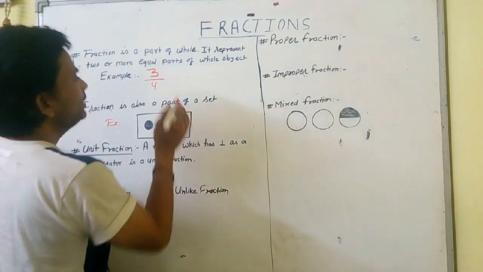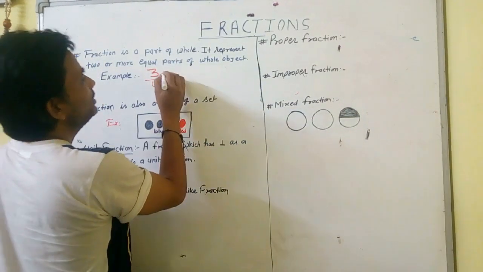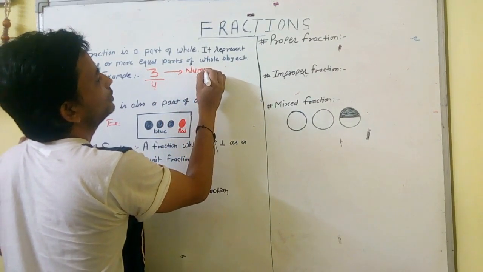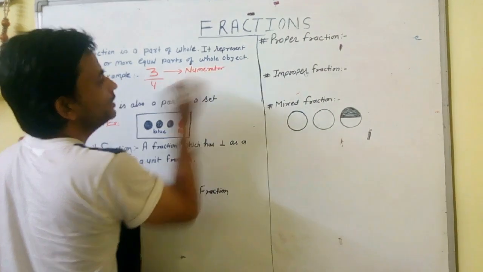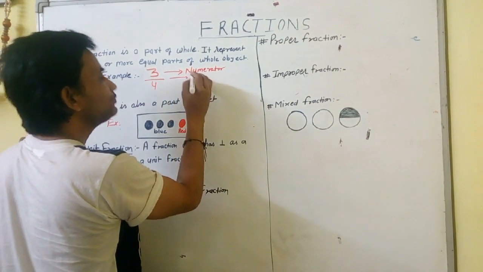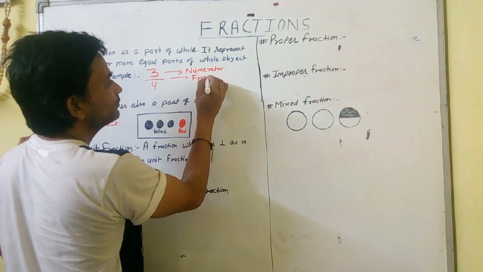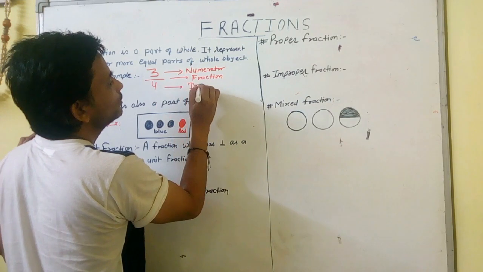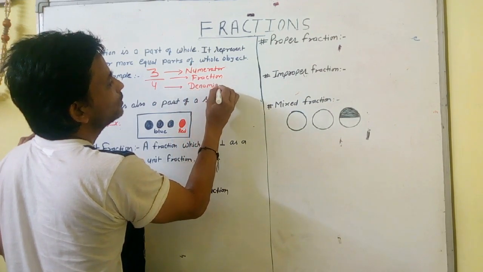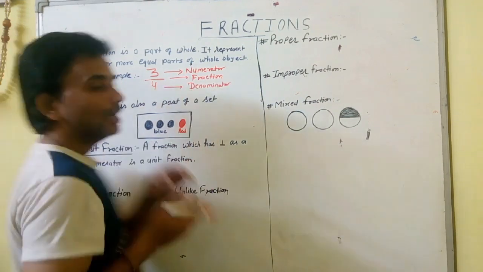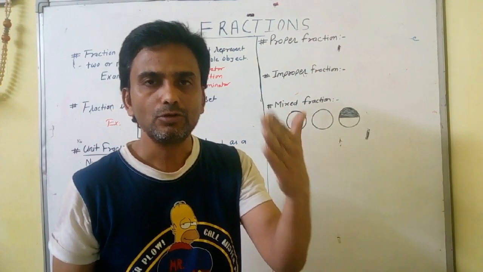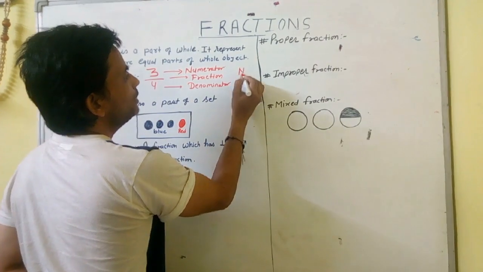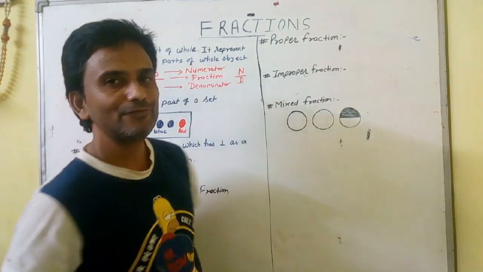Okay. Here some terminology is used. What is 3? 3 is a numerator. This is the fraction bar. And this is the denominator. The upper part is known as the numerator and the lower part is called the denominator. So we can also write it as numerator upon denominator is a fraction.